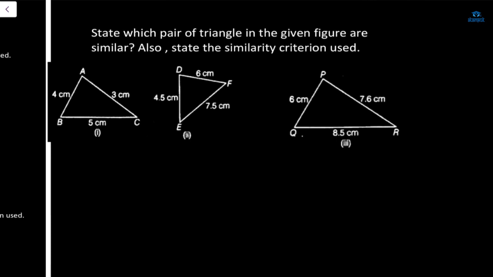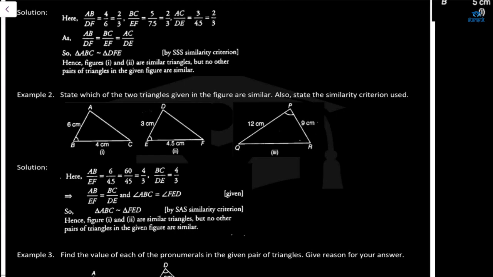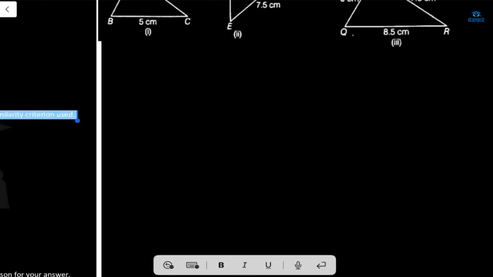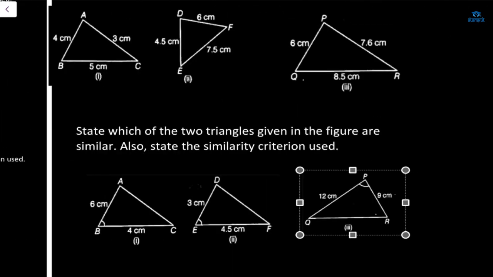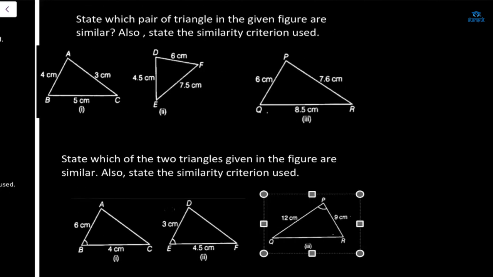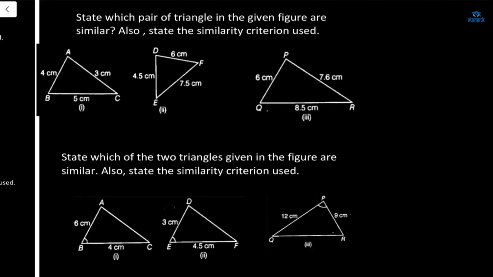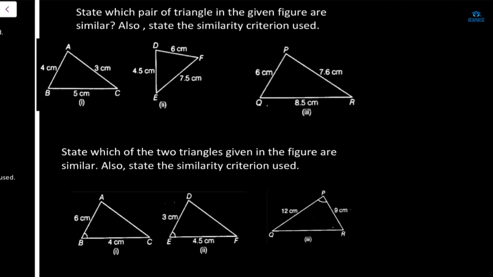Time is also up, so you can take it as homework. Take a screenshot. Wait, I'll give you this one also. Take the screenshot of both the questions. Is it visible now? Took the screenshot, Ridhima? Yes, ma'am. Any doubt in any of the criteria for similarity?